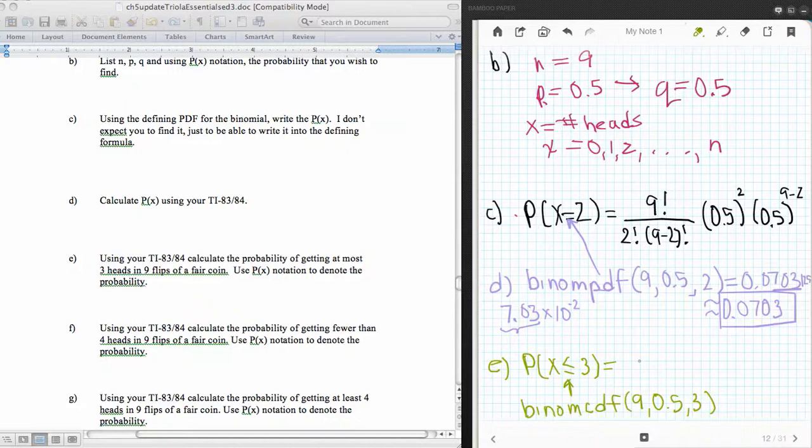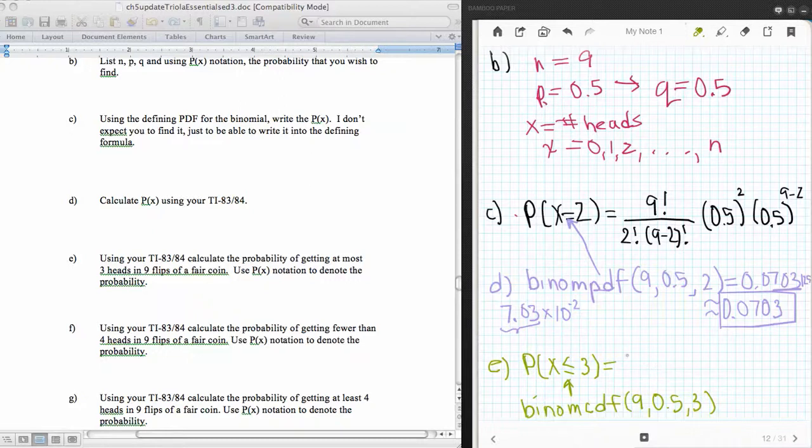So on my calculator, second function, distributions, I'd arrow up to get to binomial CDF. Make sure you use the CDF, because for the less than or equal to, that's what you're using, and then 9, and then comma, 0.5, and then comma 3 if I'm using my old operating system, or just putting in 9, enter, 0.5, enter, 3, scroll down to calculate and enter.